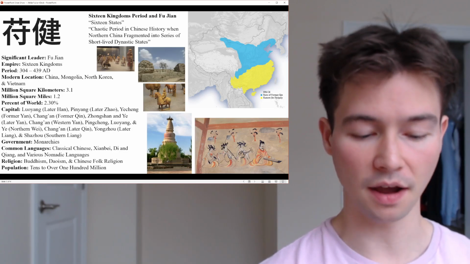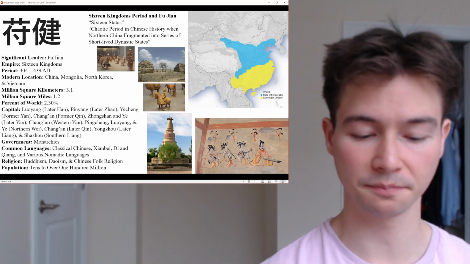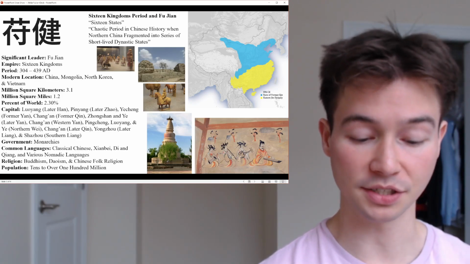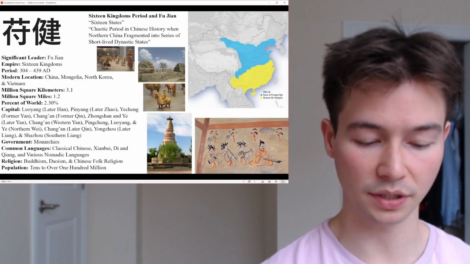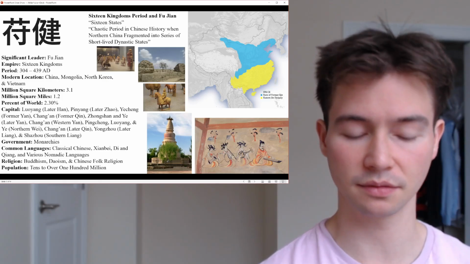In 385 CE, Fu Jian faced a rebellion by his own son, Fu Pei, who accused him of tyranny. The rebellion succeeded and Fu Jian was captured and executed. Former Qin quickly disintegrated after his death, so that's pretty tragic to have one's own son create a rebellion against them.